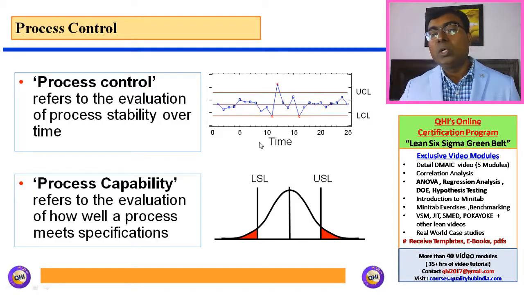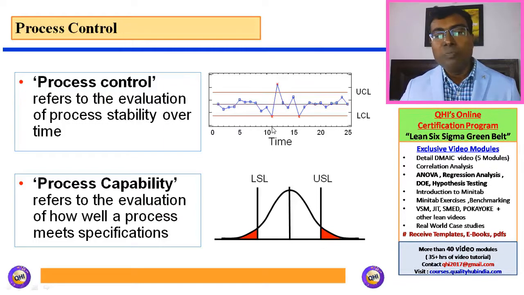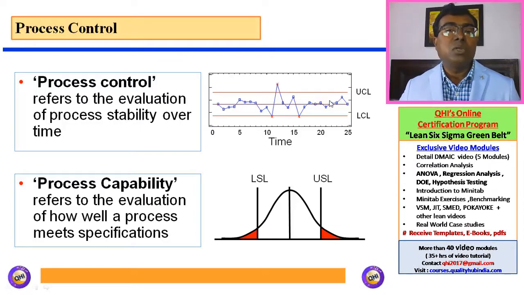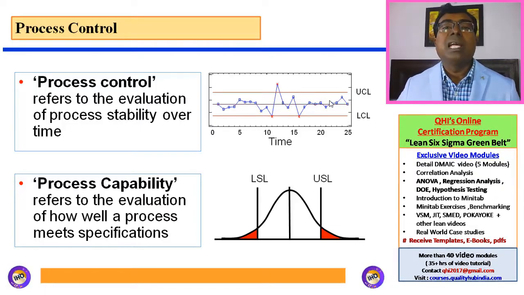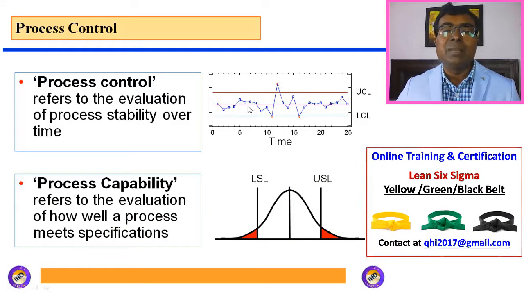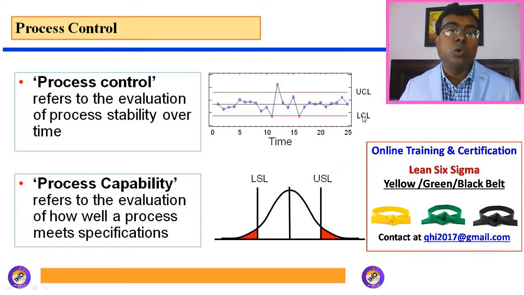So friends, in process control, as the name suggests, we are controlling the process. That means we want to know if my process is in a state of statistical process control or if my process is stable. And as we know, stability means I want to know how my process is behaving over a period of time. That means I want to know if my process over a period of time is in a state of control or not. And in case of process control, we always understand the stability with reference to control limits, that is upper control limit and lower control limit.